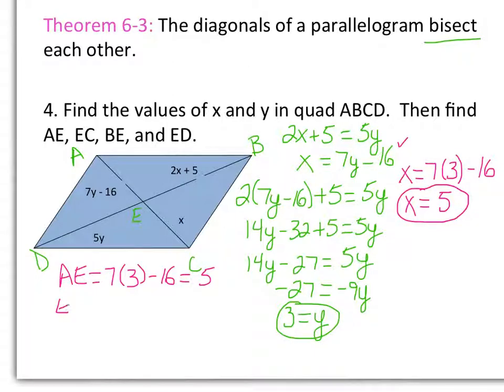Well, if AE is 5, the other segment EC will be congruent, so it's 5. Let's solve for BE. BE will take 2 times x, which is 5, plus 5. So 10 plus 5, or 15. And finally, ED is congruent to BE, so it is also 15.